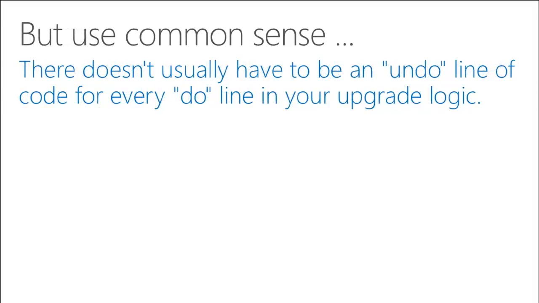Now, common sense prevails, of course. There doesn't usually have to be an undo line of code for every do line in your upgrade logic. For example, if your upgrade code created a table in a MySQL database and then added a row to that table in the very same update, well, you don't have to both delete the row and then delete the table. Just delete the table, of course. Common sense prevails, okay?